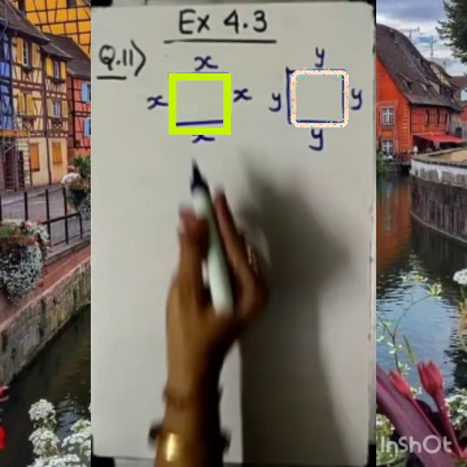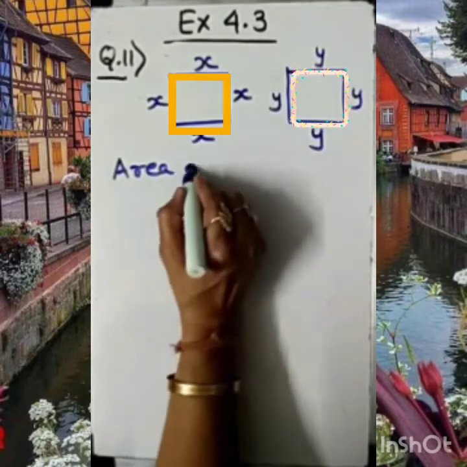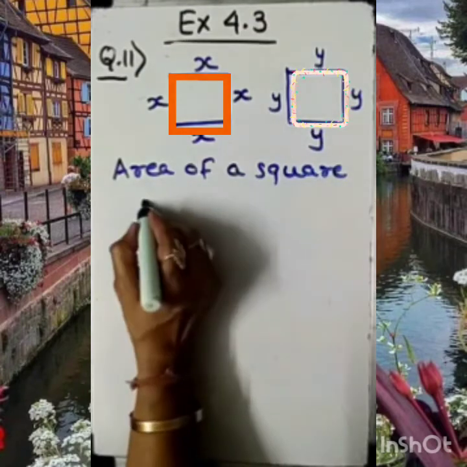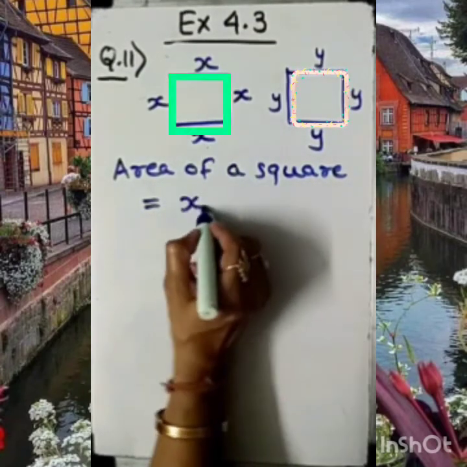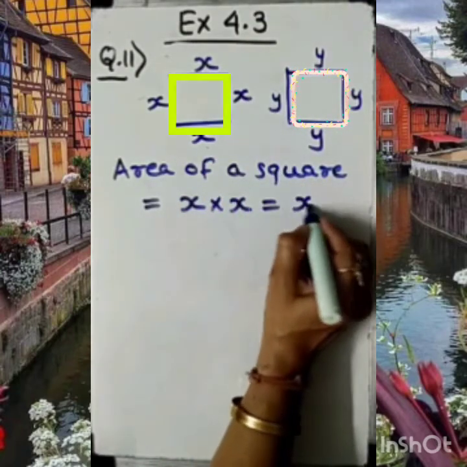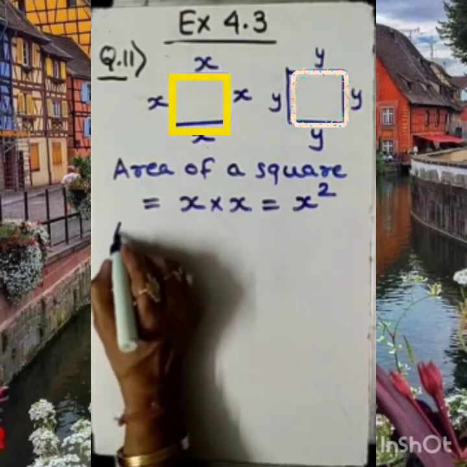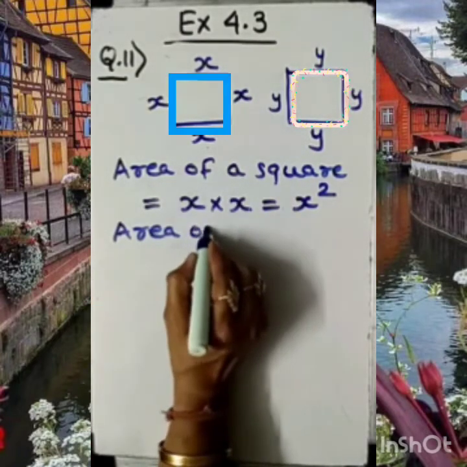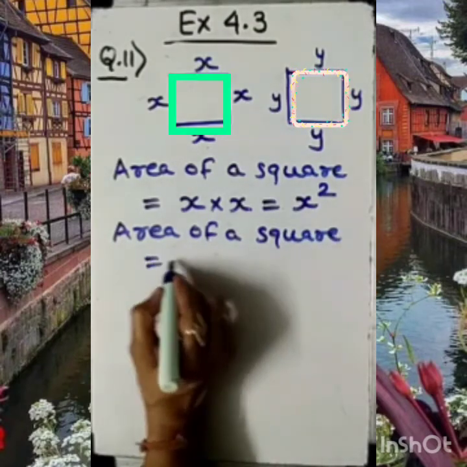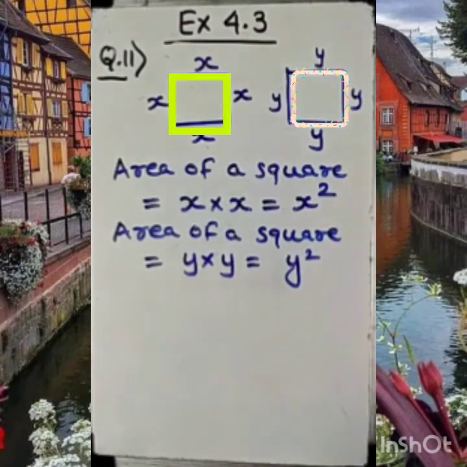So in the first case, if I ask the area of the first square, the area of a square we know is side square, right? It will be side into side, that is x into x, which is x square. That is for the first square. Now for the second square with side y, the area will be y into y, that is y square.